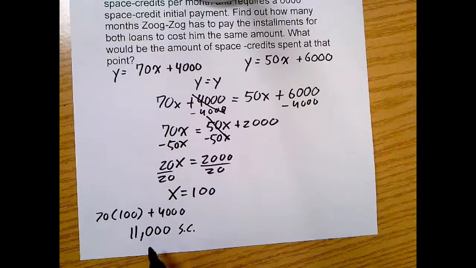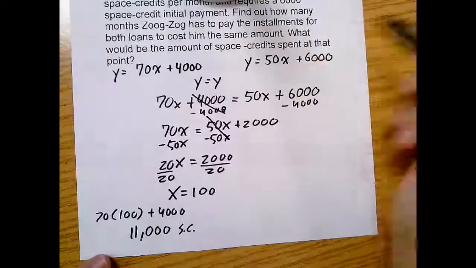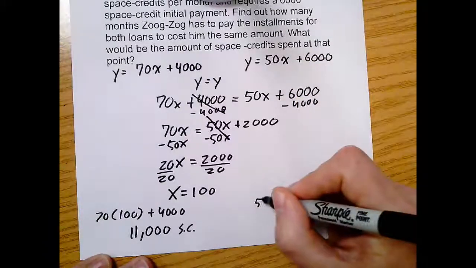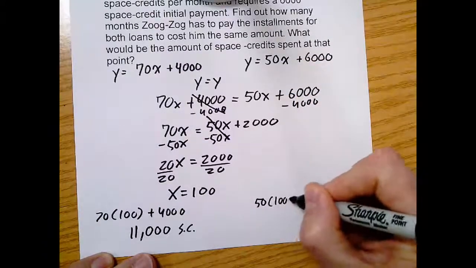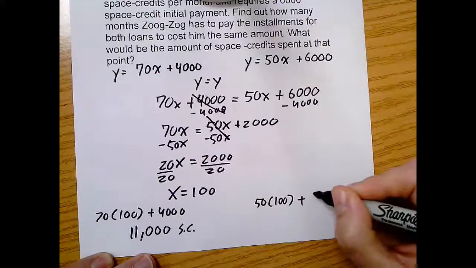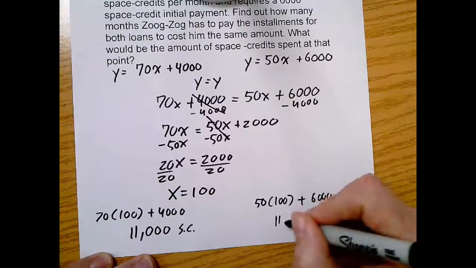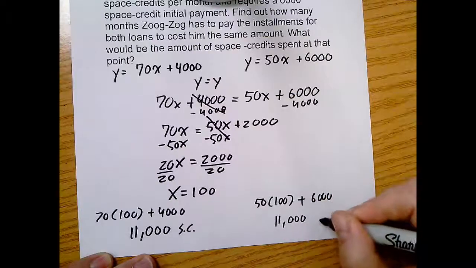Now what we can do here, let's go check our answer, because we said it's supposed to be the same. If it's supposed to be the same, well, let's go make sure it is the same. So I'll come up here, and I'll say, instead of 50x, I'll say 50 times 100 plus 6,000. All right. So 50 times 100 is 5,000. 5,000 plus 6,000, that is 11,000. Boom. They do line up.